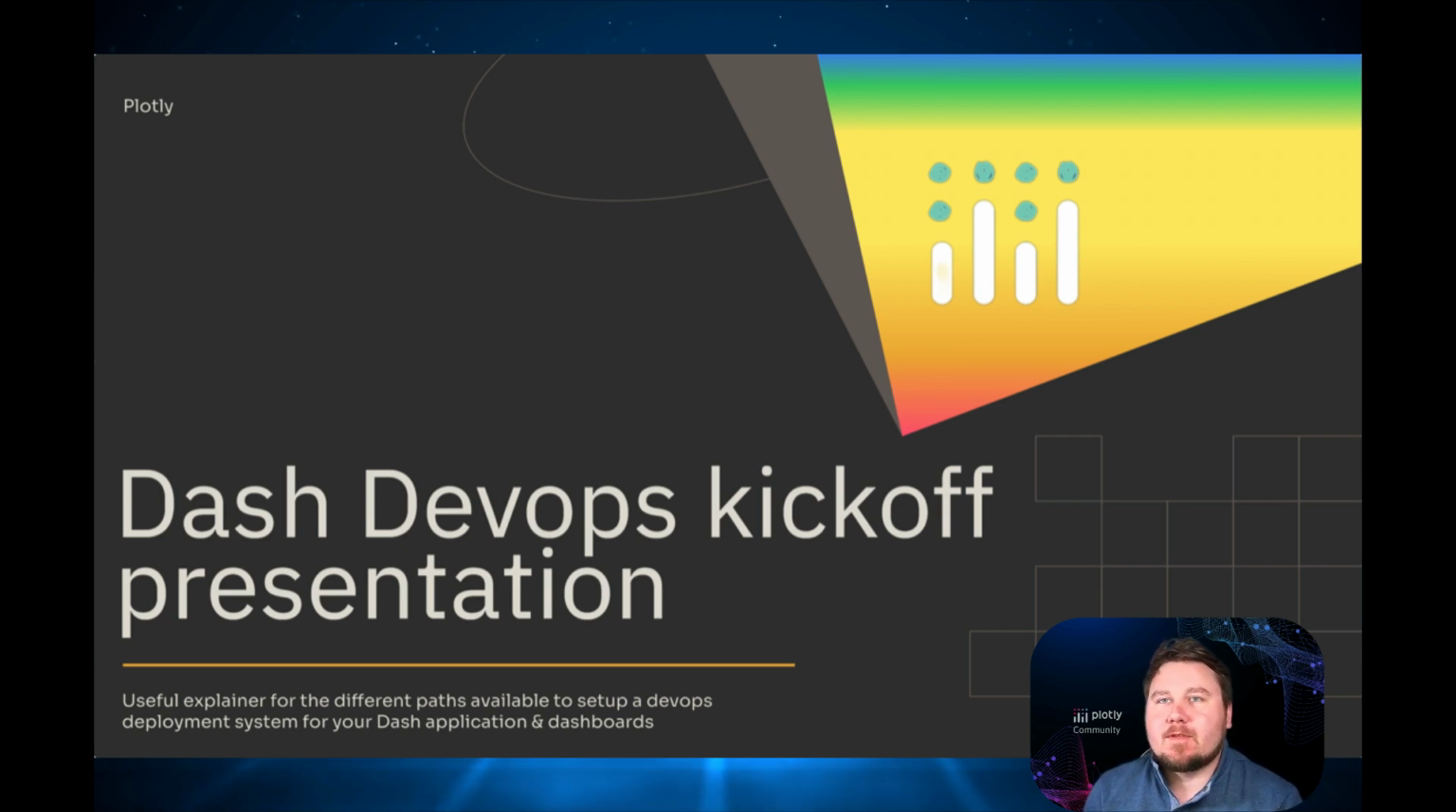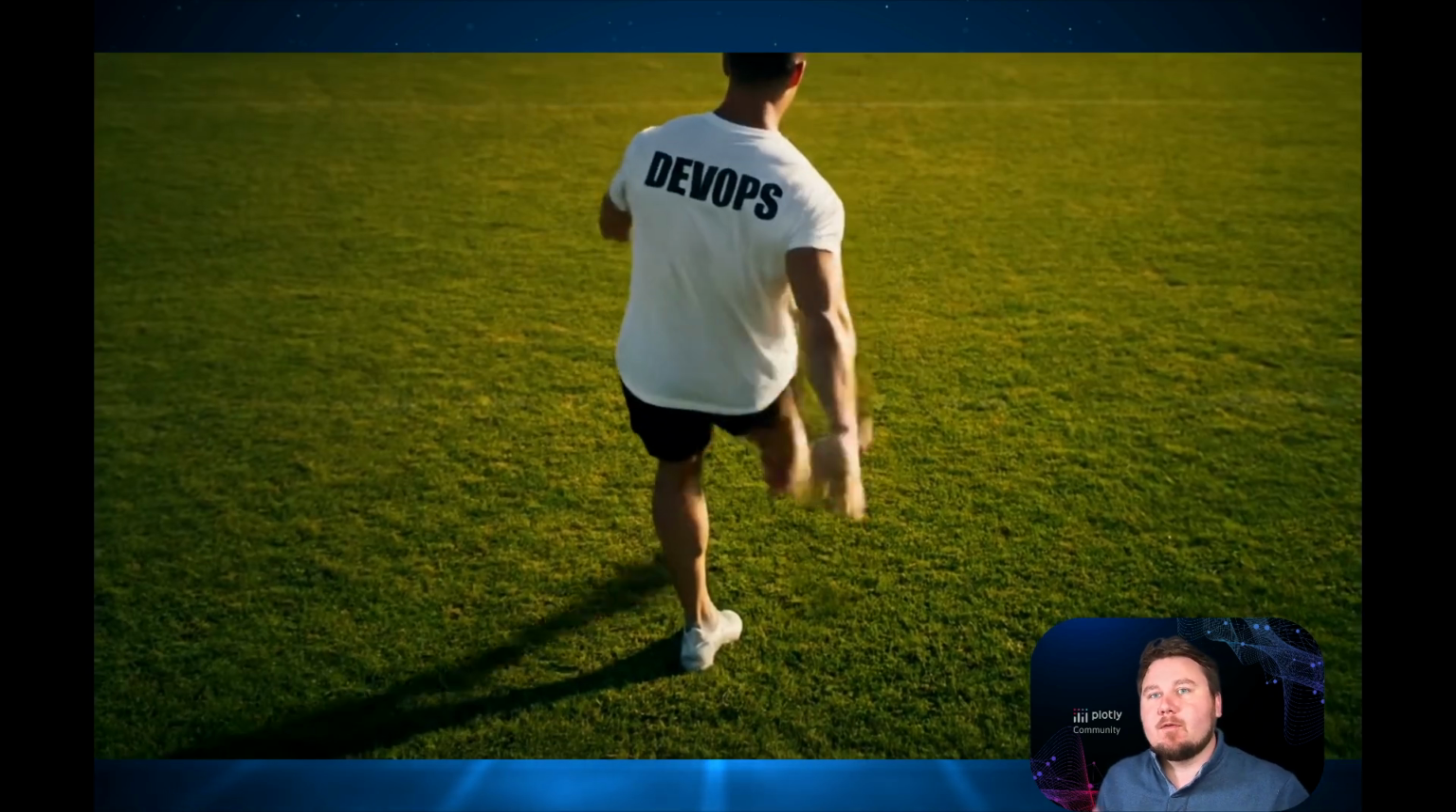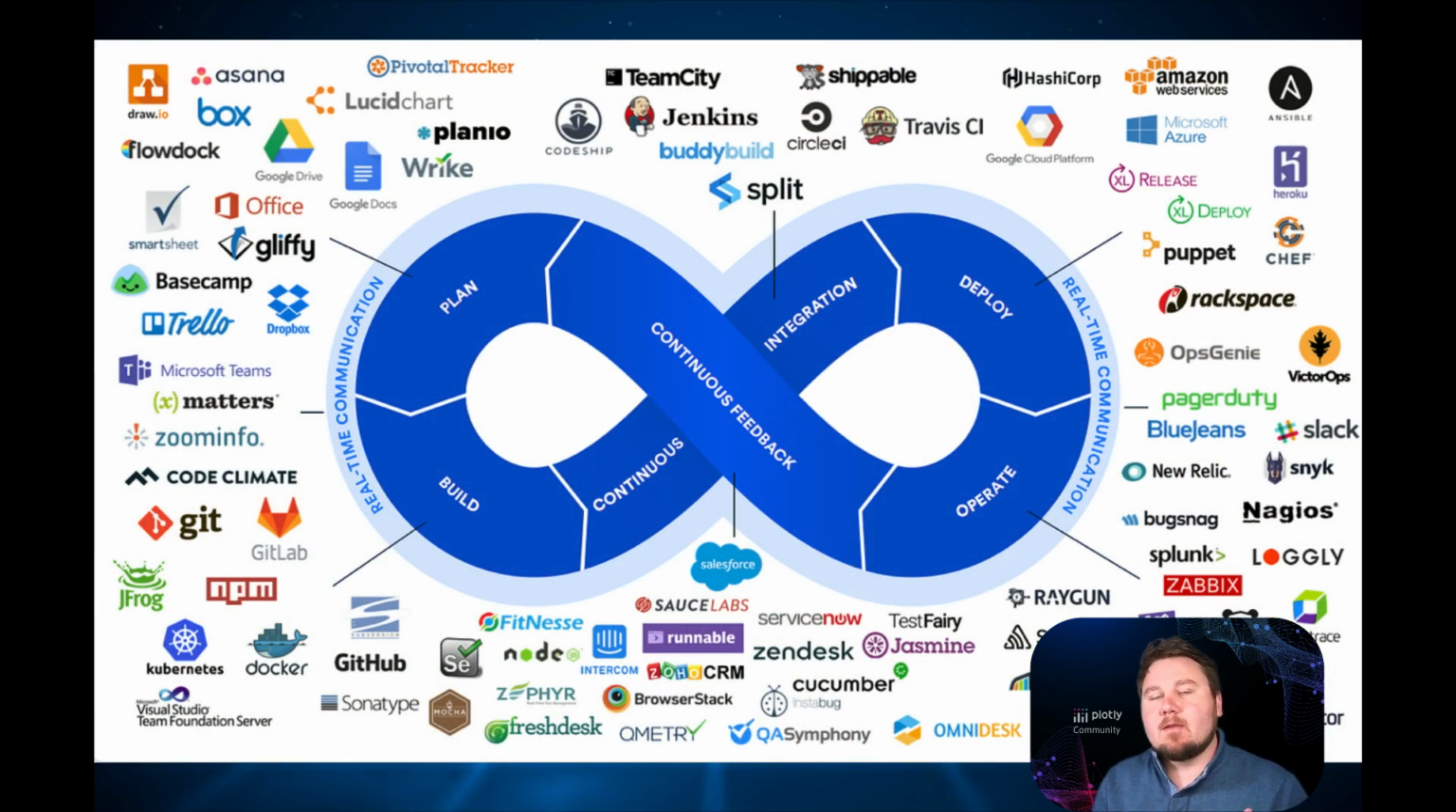In this video, we're going to be talking about DevOps and the process that is needed to take a Dash application from development to production. So in this presentation, we'll understand what is DevOps. And to start, DevOps is a crowded and complex cluster of tools that can be defined as the route your application's development needs to take to end up in a production environment.